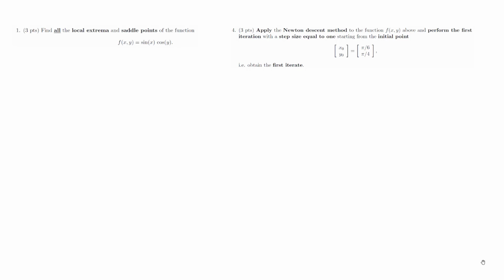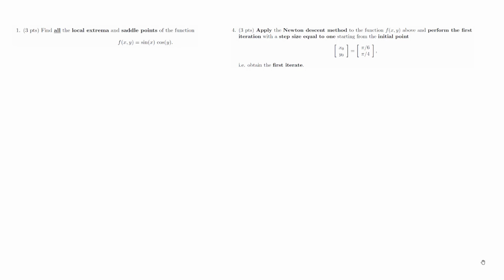For question 1, you have to find all the local extrema and saddle points of the function that you see on the screen. That is f of x, y, which is sine of x times cosine of y. And then in question 4, you have to apply Newton's descent method to this same function and perform the first iteration with a step size 1, starting from the initial point x0, y0. So you have to obtain this first iterate x1, y1.